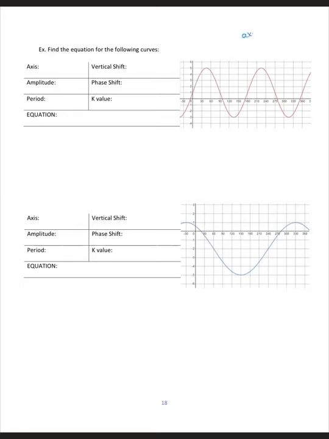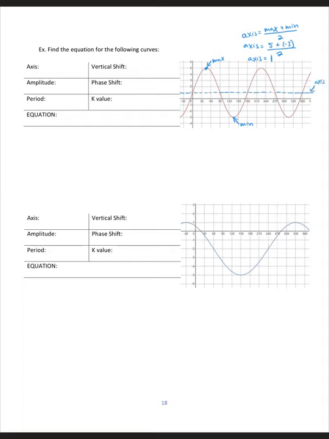So remember, our axis is equal to our max plus our minimum divided by 2. So my maximum is right here at 5, and my minimum is down here at -3. So if I wanted to find my axis, I would say, okay, my max is 5 plus my minimum of -3 divided by 2. So 5 plus -3 is 2. 2 divided by 2 is 1. So the axis of my curve is at y equals 1.